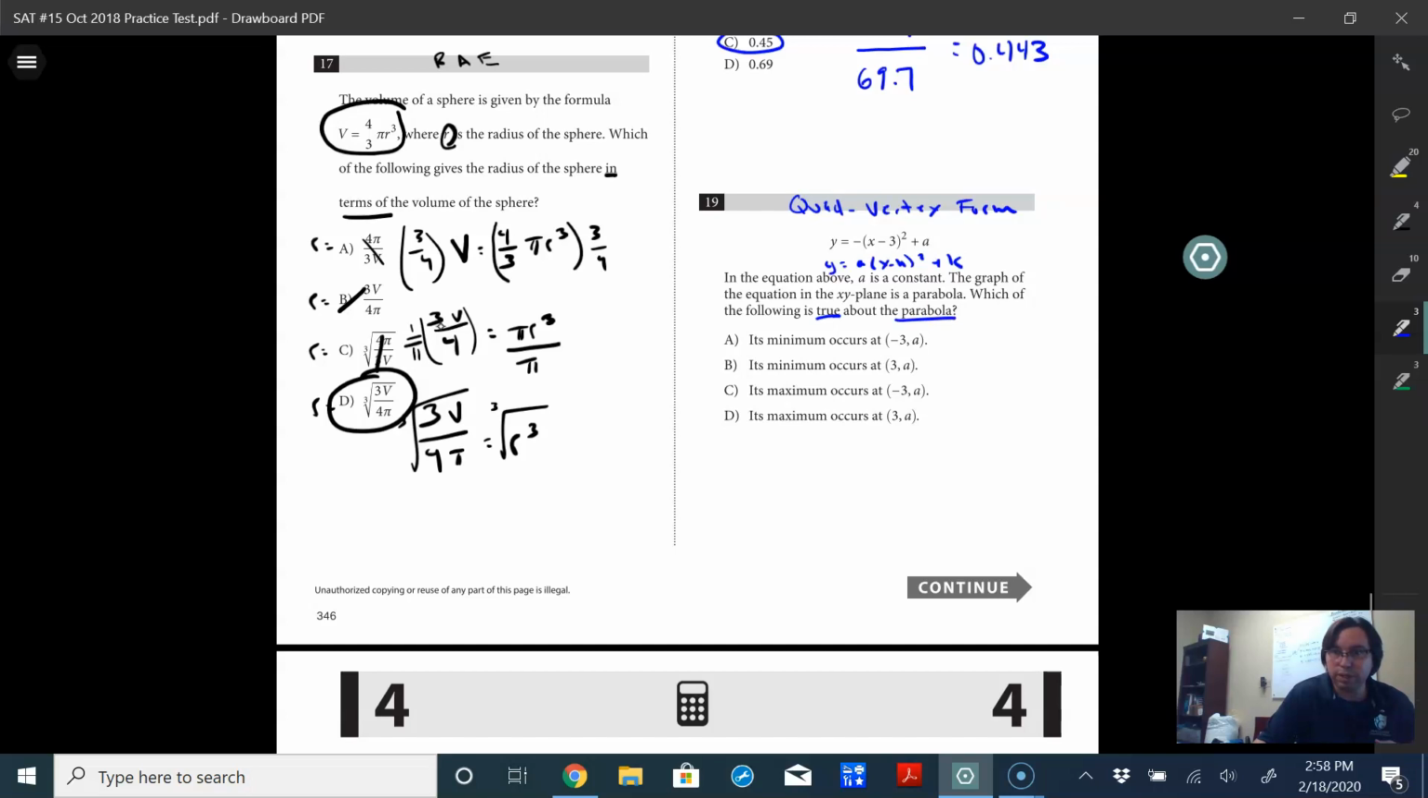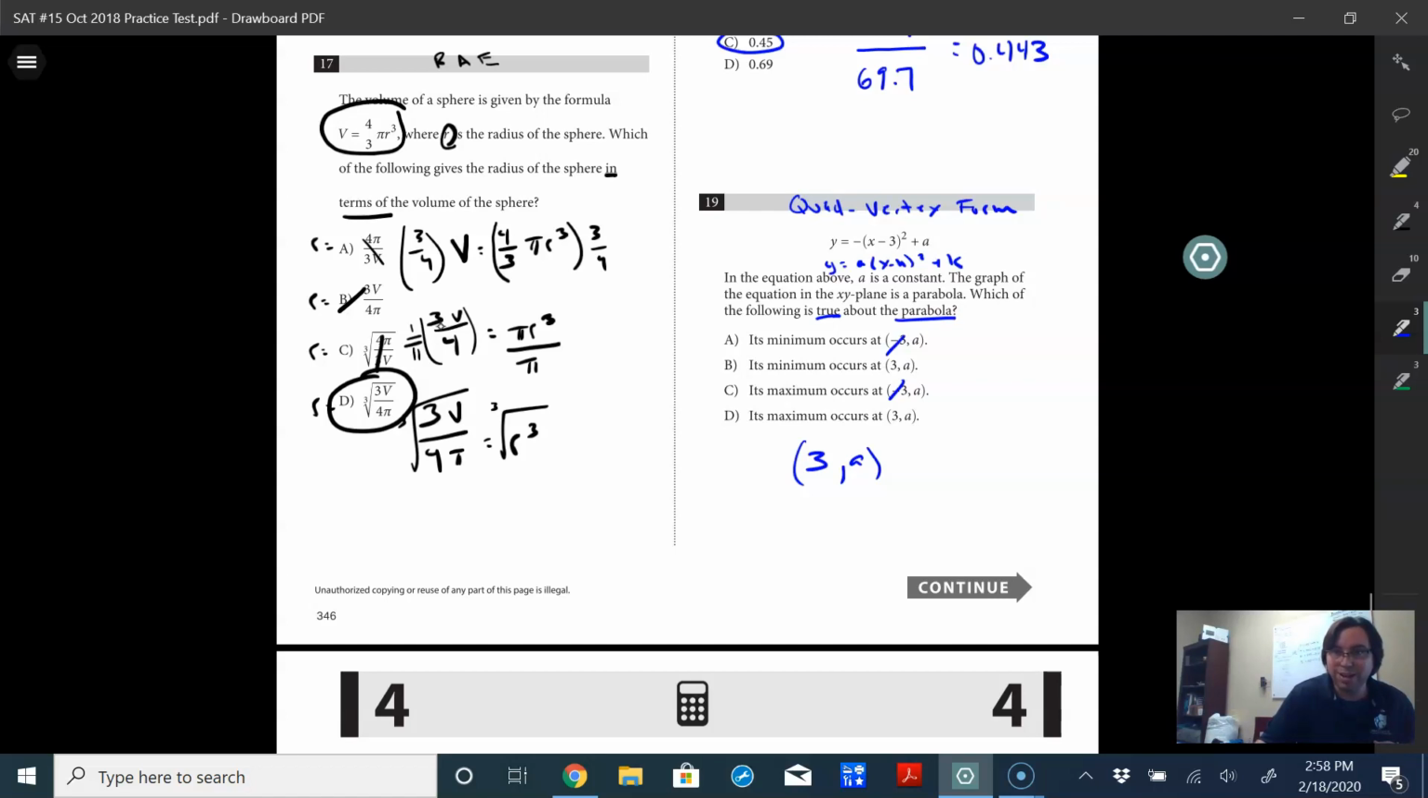Looking at our answer choices, we see this -3 and a, so it keeps making reference to that. If it's saying that it's -3, then we really know the vertex has to be at +3, because if that's -3, then the vertex has to be +3. So that eliminates that one and that one. And the other thing is we see that the other part is at a, so the vertex is going to be at (3, a). But that's not what it's asking us as well. It says its minimum occurs at (3, a) or its maximum occurs at 3.